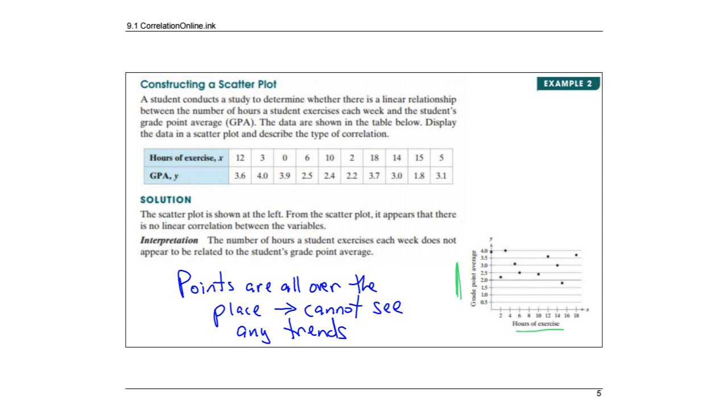There's nothing there, right? There's no trend. The points are all over the place. You can't see an upward trend. You can't see a downward trend. There is nothing. And so we're going to say that they do not appear to be related.